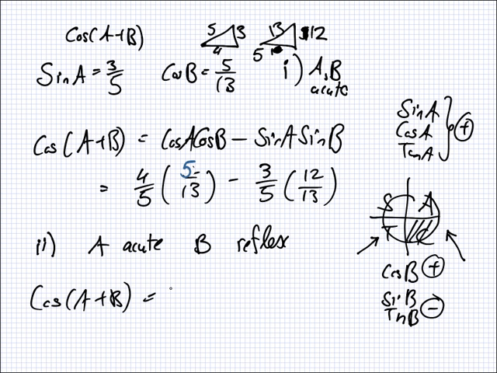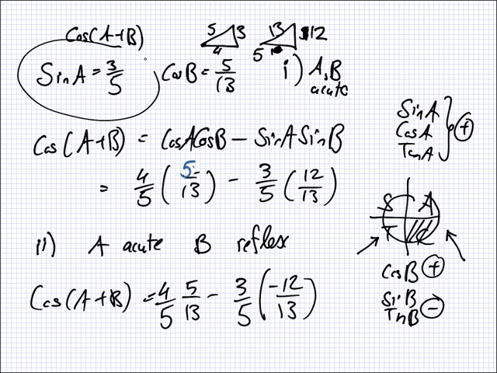So cos A is positive. Cos B is what? Positive. Sine A is positive, and sine B is negative. So you see the only difference in this situation is that it becomes a minus. That's right. Because it's 3 over 5, and 3 over 5 is positive.